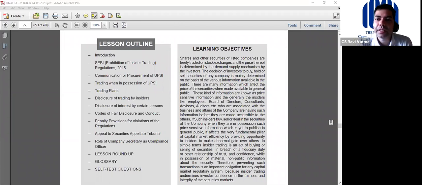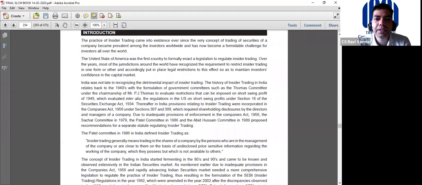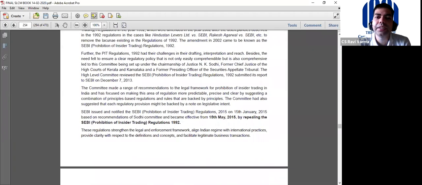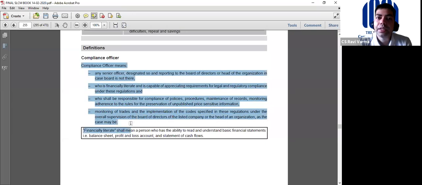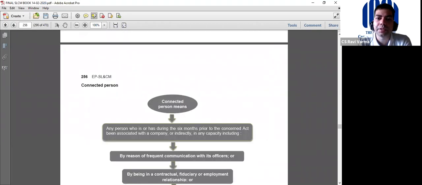Now we will go into the details of what exactly it is. With this introduction, you will find it very easy to cover. First, the compliance officer, who plays a major role in insider trading. Any senior officer, for example the company secretary or anybody else, can be designated as a compliance officer for the purpose of monitoring the insider trading mechanism. He will monitor the execution and implementation of trades, and he will take care of that.